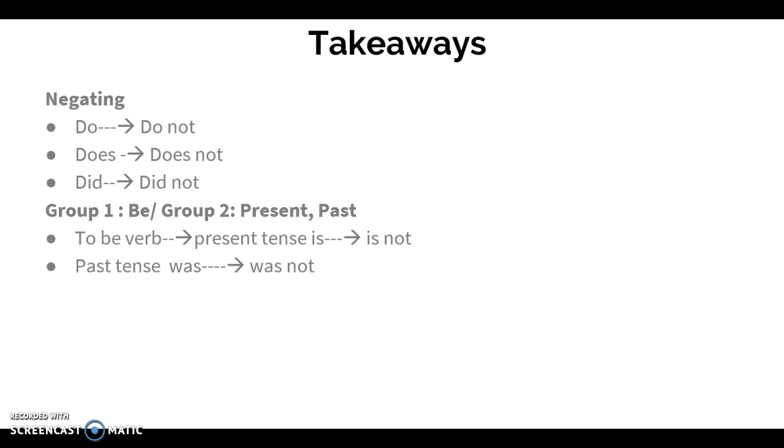Takeaways. In negating, do will always transform into do not. Does will always transform into does not. Did will always transform into did not. Group 1, be. Group 2, present and past. Think. To be verb, present tense is not. Past tense was not.